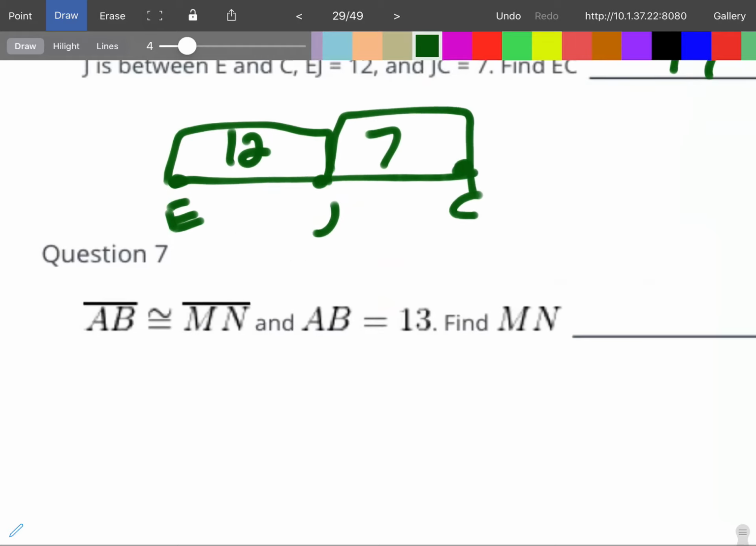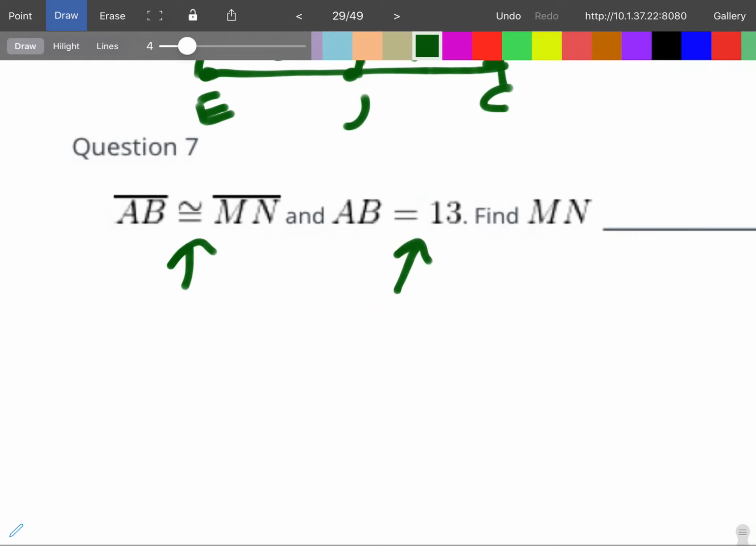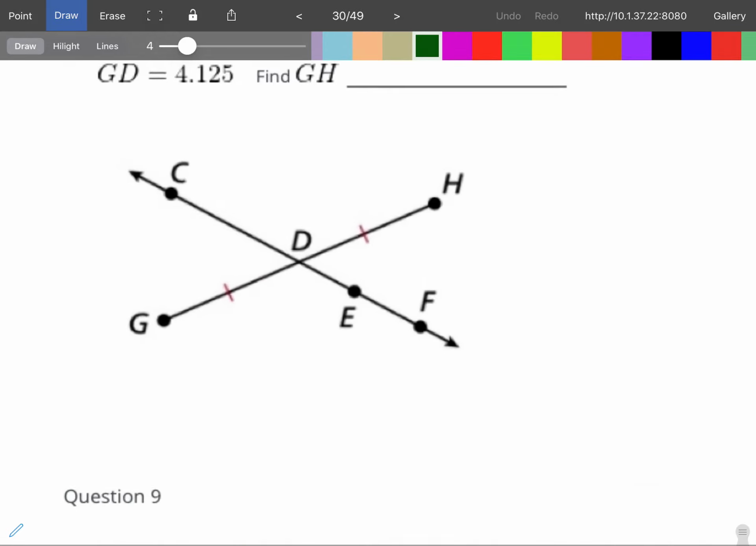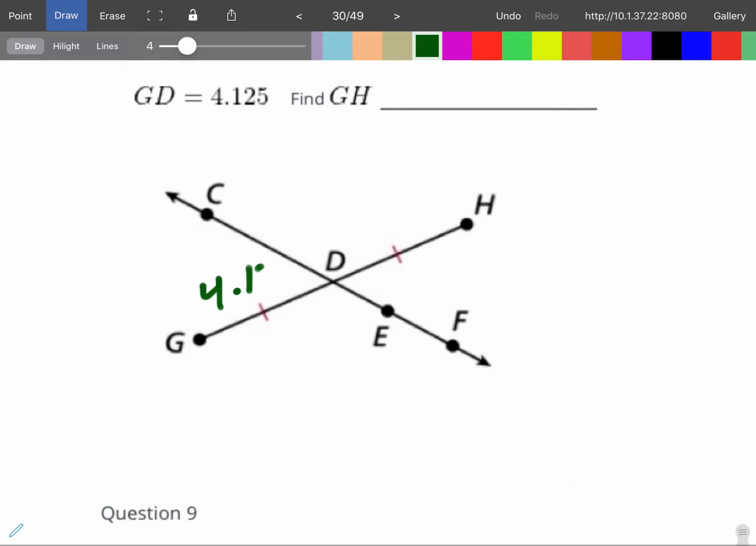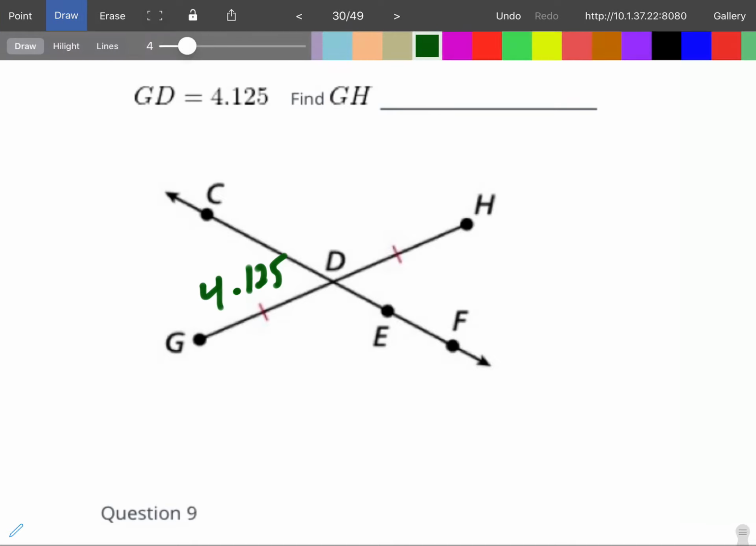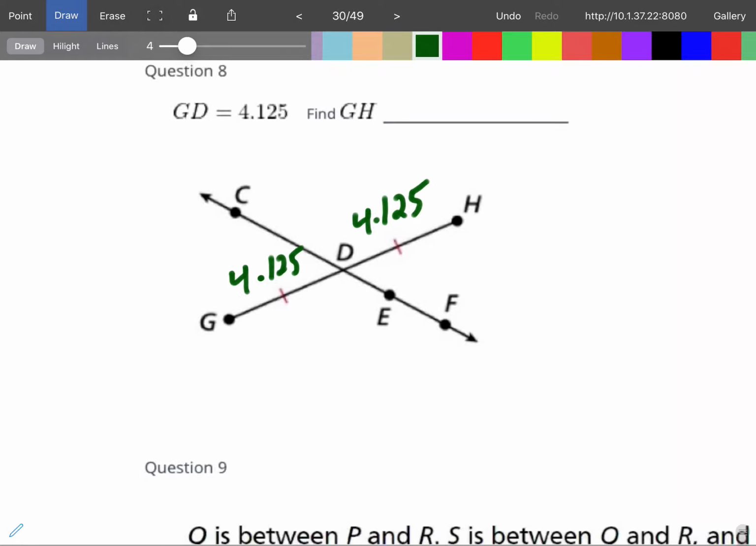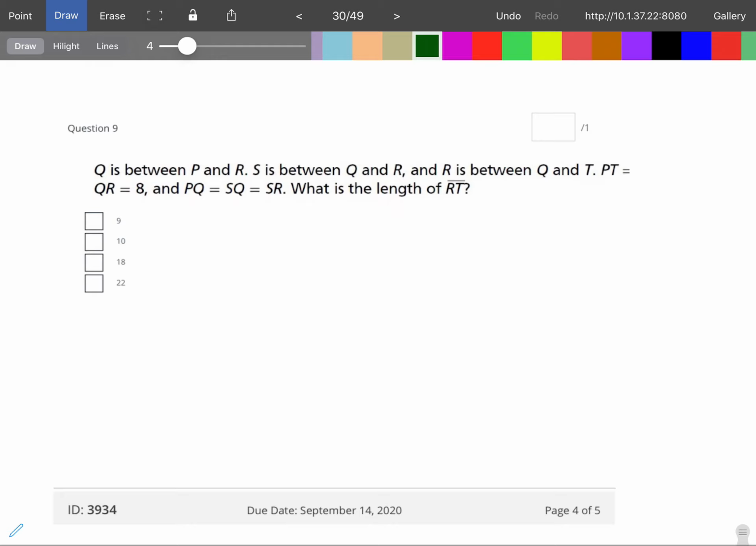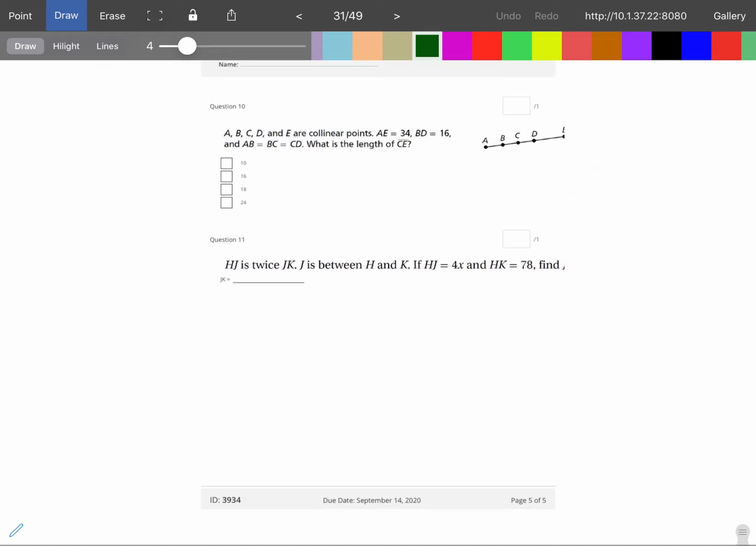So if 2 segments are congruent, and we know the measurement of one of them, the other one's going to be the same. It's also going to be 13. Or if they tell us that this part is 4.125, this little dash mark, this hash mark here, means that those 2 segments are congruent. That's a notation in geometry. So this one is 4.125. And to find GH, we would just add them together. So this one is a little bit longer, but it had the same concept where we were breaking things down by segments and adding up to make the whole. And then we could go back and figure out some of those in between.